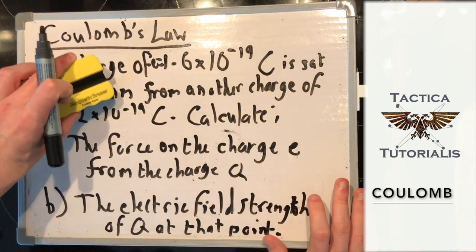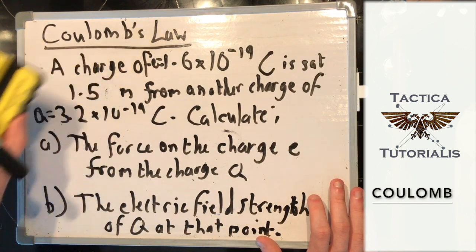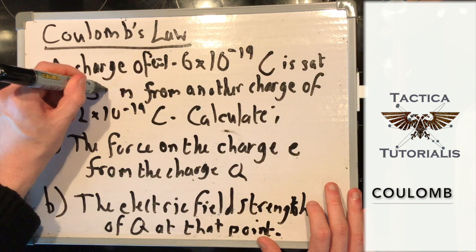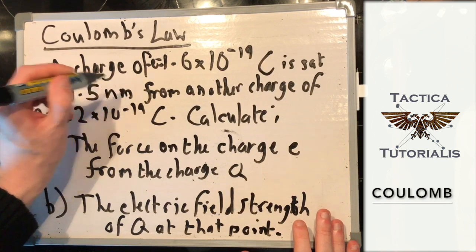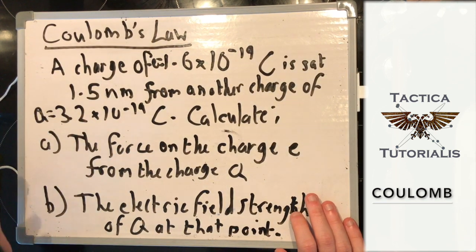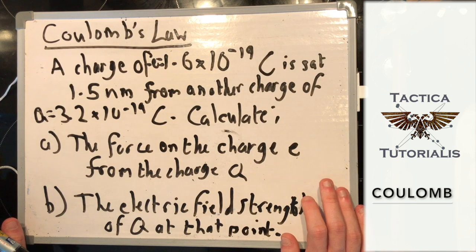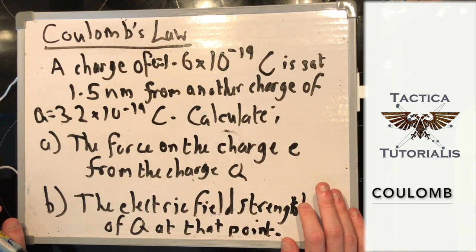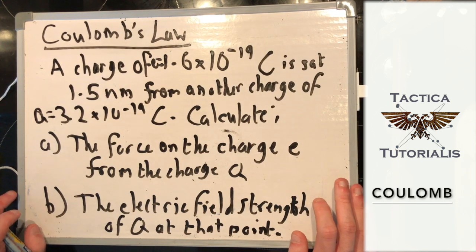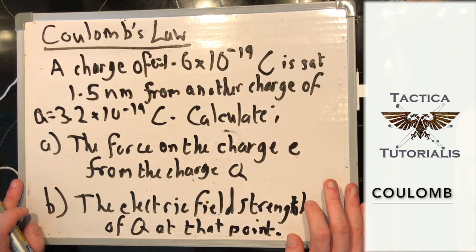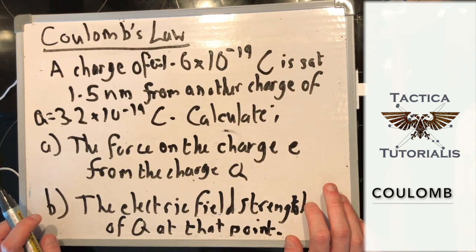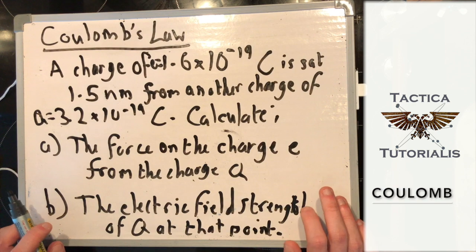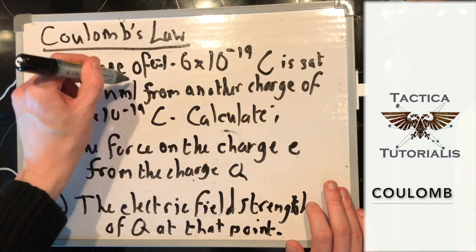Right, I'm going to reword that a little bit to be a bit more like we're on an atomic scale. So let's say that's nanometers. We'll go down to a slightly more reasonable scale, and we'll say that that is nanometers rather than millimeters. Makes a little bit more sense. So a charge of E equals 1.6 times 10 to the minus 19 coulombs is sat 1.5 nanometers from another charge of Q equals 3.2 times 10 to the minus 19 coulombs. Calculate the force on E from Q, and then the electric field strength of Q at that point. So where E is, so at that distance there.